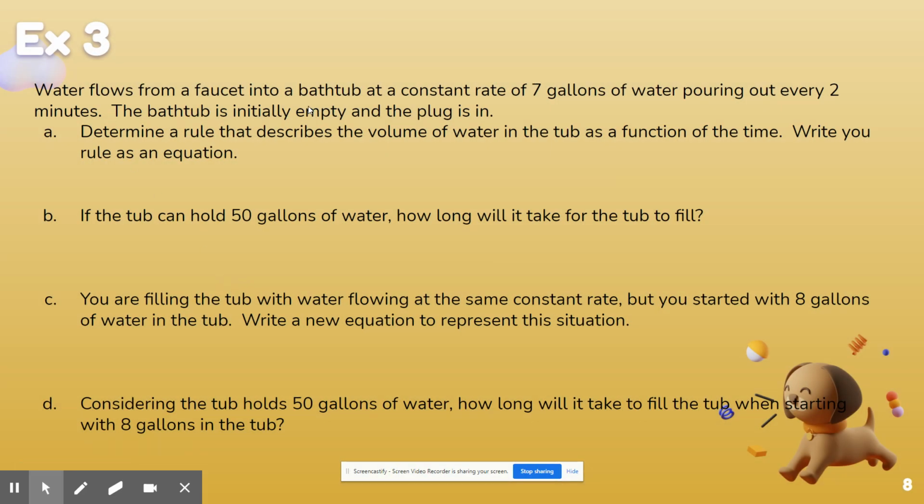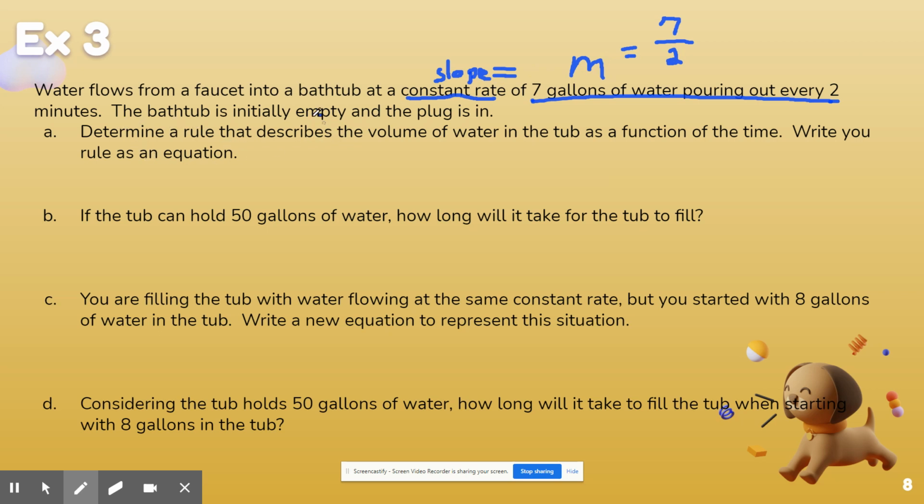Water flows from a faucet into a bathtub at a constant rate. Constant rate is a fancy way of saying that's the slope. It says of water pouring out every 2 minutes. Well, 7 gallons per 2 minutes. This part here is the slope. That's the m. 7 gallons every 2 minutes. I would do 7 over 2 for my slope.